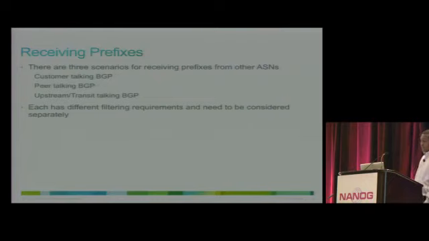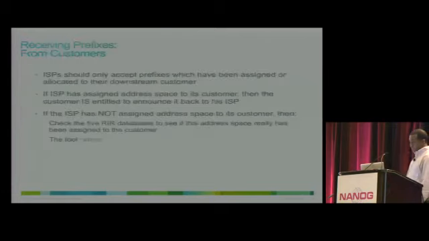So, receiving prefixes. A service provider may receive prefixes from a customer, from a peer, or from a transit provider or upstream transit provider. We'll see each one of them. From a customer, an ISP should not accept prefixes which have been assigned to the customer by another ISP. If the customer has prefixes that are assigned by another ISP, this ISP should not advertise those prefixes to the rest of the internet, should not even receive them from the customer.